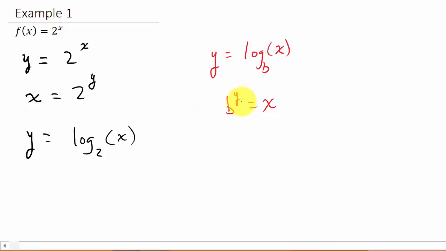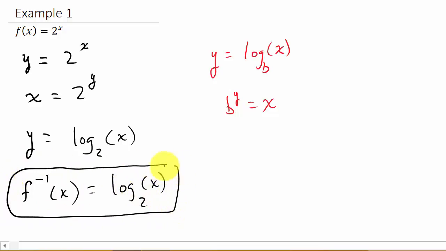Now, I guess you should know how to do this if you're on finding the inverse of exponentials. But anyway, there it is. All right, and so now we solve for y, and now what does it say? Change the y to the f inverse symbol. So that's log x base 2, and there's our inverse.